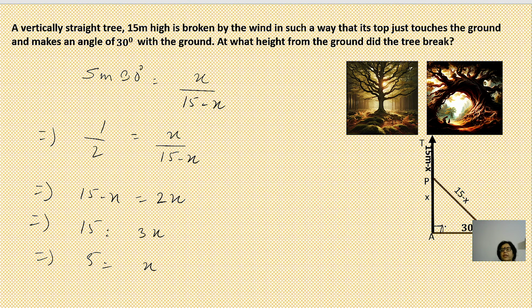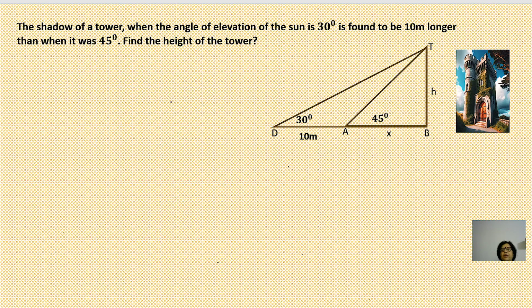So first of all, this figure has to be understood and drawn very perfectly so that the correct solution can be done. Next question is, the shadow of a tower when the angle of elevation of the sun is 30 degree is found to be 10 meters longer than when it was 45 degree. Find the height of the tower. So this is the tower over here, and as the sun goes up, the shadow length goes on decreasing. So when the sun was at an elevation of 30 degree behind the tower, the shadow length was 10 meters greater than when it goes to an angle of 45 degree. So you have to find the height of the tower, that is TB, and represented by small h over here.